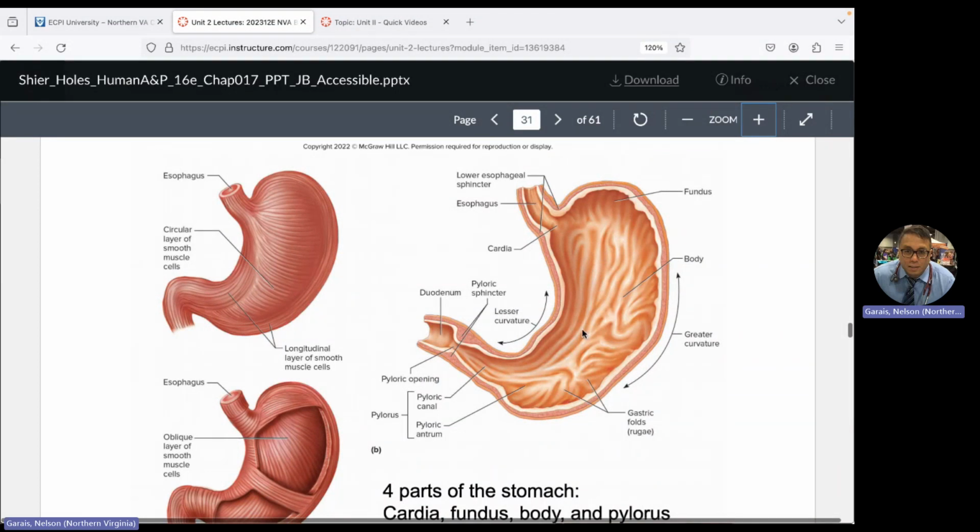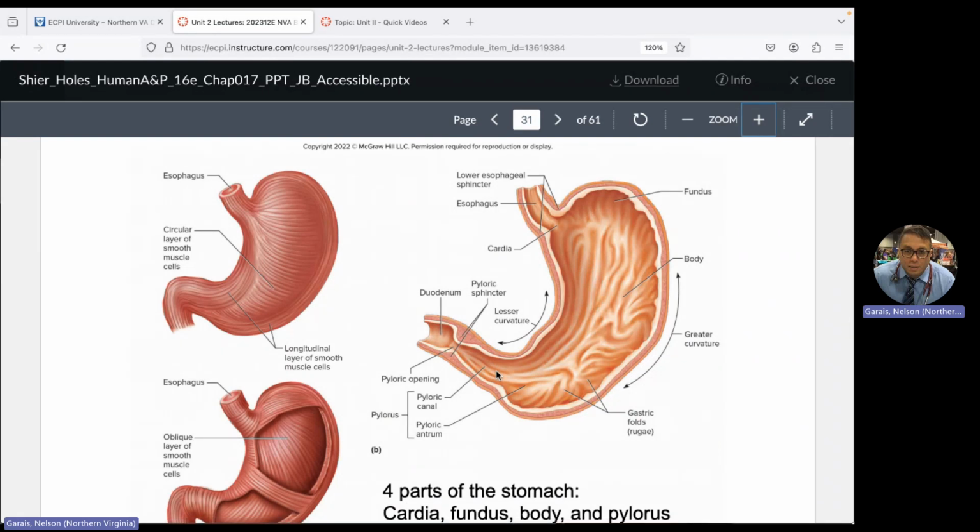Sorry, right here. Lesser curvature, greater curvature. Area of the fundus, cardiac area right here. And then you have your corpus or body. And then at the very end, your pylorus. Hence the name pyloric sphincter, the sphincter to prevent food from exiting the stomach.